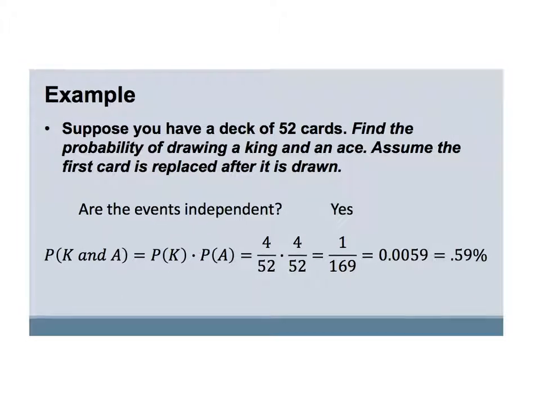Okay, this is another independent one, and this is one they love to do. We're finally back to those cards. This is one they love to do for independent and dependent, and it all has to do with this sentence on if you're replacing the card. If I replace the card after I draw it, I'm having the same 52 cards every time, so that makes it independent. So I'm drawing a king and an ace. Well, there's 4 kings, so the probability of drawing a king is 4 out of 52. There's 4 aces, so the probability of drawing an ace is 4 out of 52. Multiply that together and you get 0.59%.